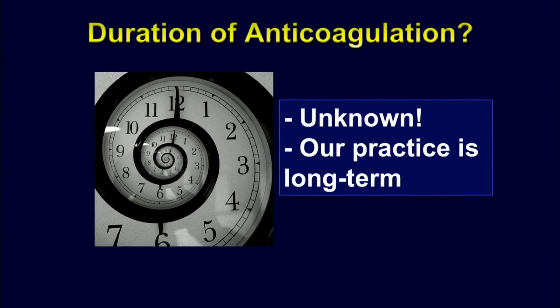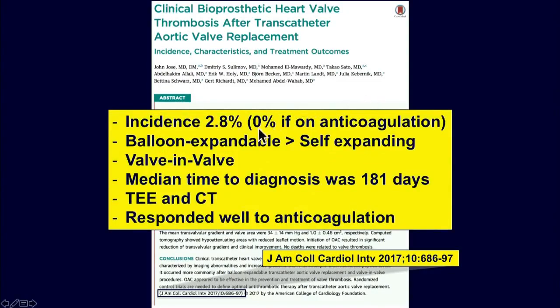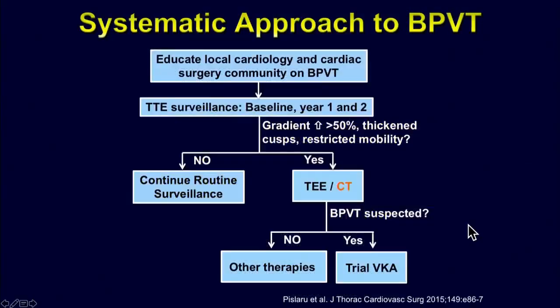How long should we continue the anticoagulation? And who really knows, but our practice, of course, is lifelong anticoagulation. If they develop bioprosthetic valve thrombosis off of Coumadin for no apparent reason, then I think we should continue with Coumadin long term. This is just the clinical incidence of bioprosthetic valve thrombosis in transcatheter valves. It's a little more common in the balloon expanding versus self-expanding valves. The median time to diagnosis is about a half a year, and TEE and CT are quite ideal to identify, as we showed its presence, and they respond well to anticoagulation therapy.